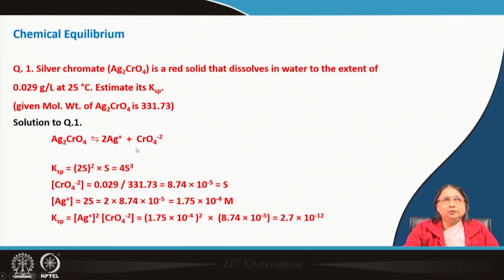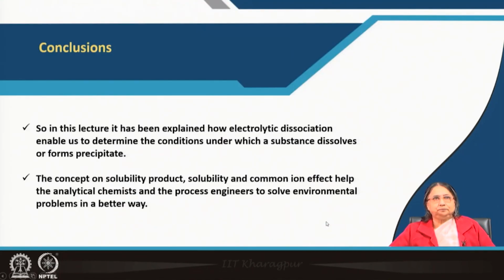It is very simple. You have to first set up the balanced equation, then set up the equilibrium expression. Here you have seen that this is grams per liter. So, you have to express it in moles per liter. Then you have to put it in the KSP expression, because to know the KSP we need to have the solubility values. You put the solubility values in the expression and then you get the KSP value, which is nothing but of the order of 10 to the minus 12.